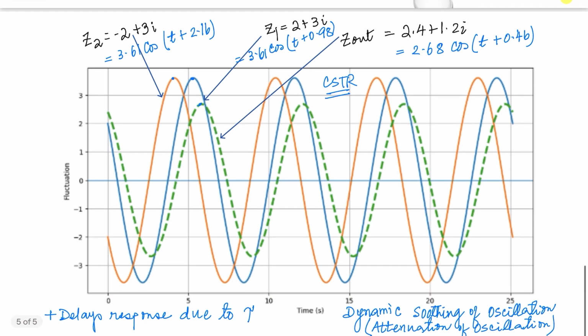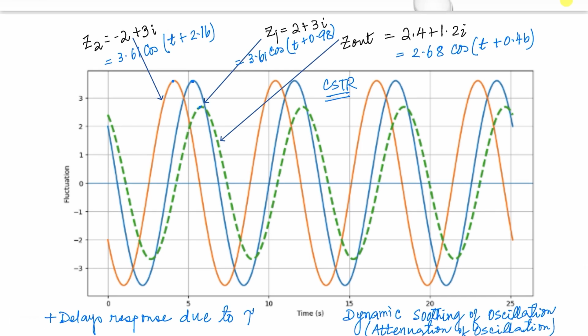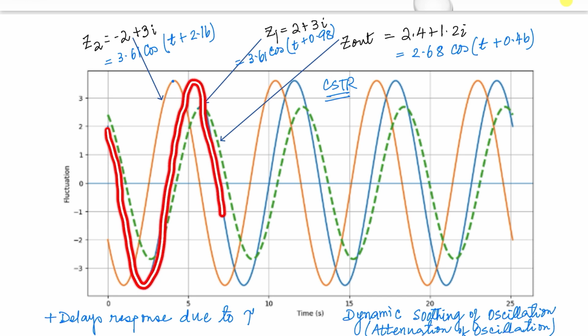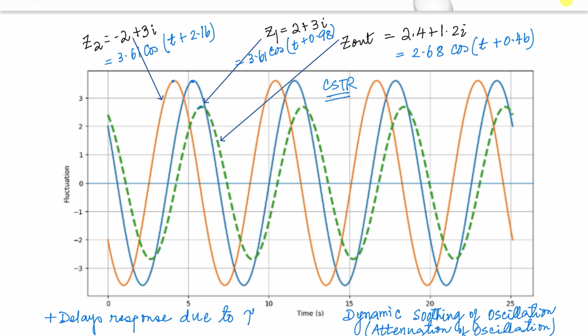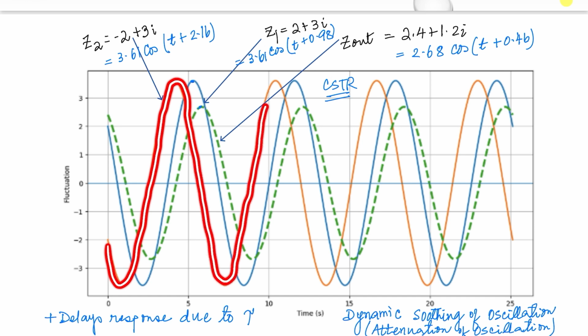So let us show this diagrammatically. This is my Z1, an oscillating sinusoidal flow. As you can see, this is 3.61, and there is a phase lag of 0.98 radians. Similarly, this is my Z2.